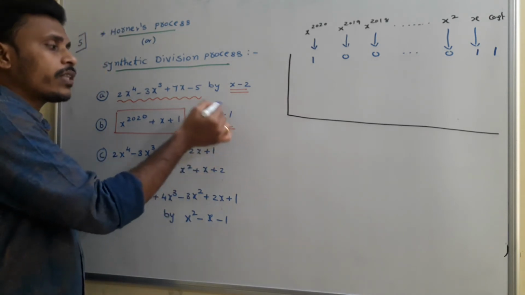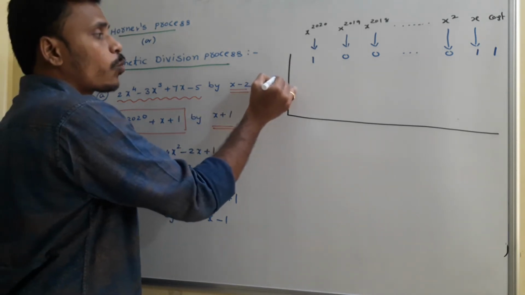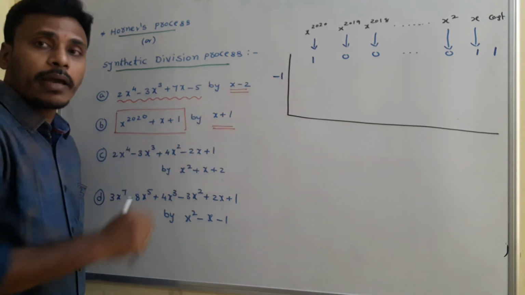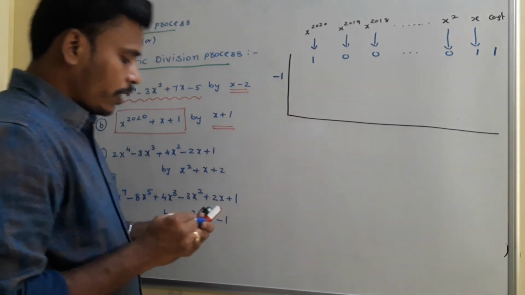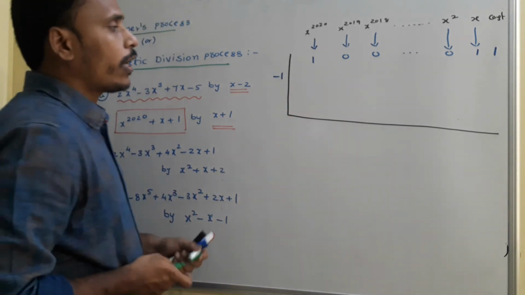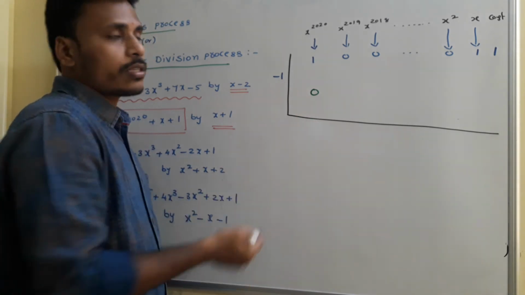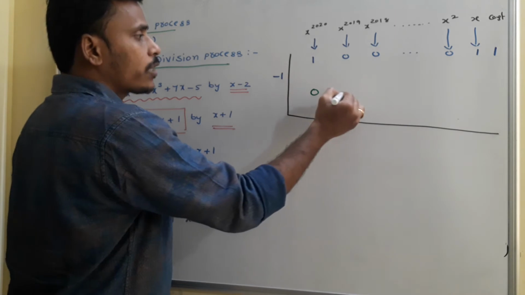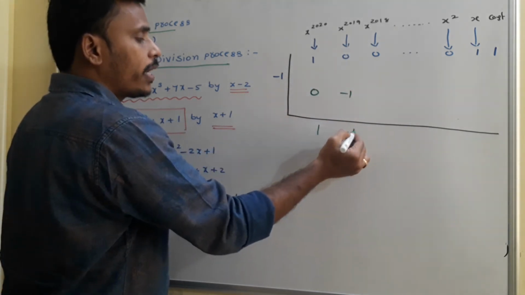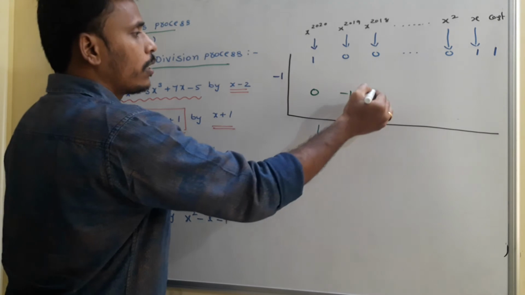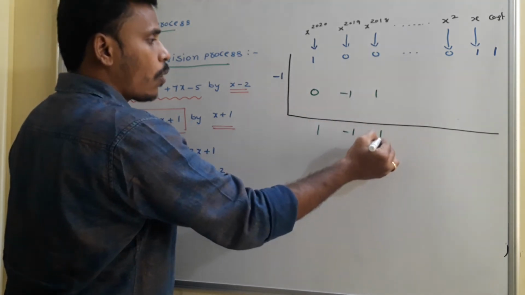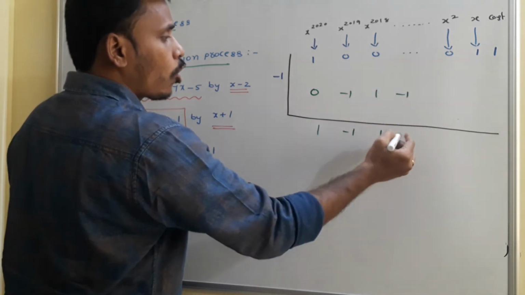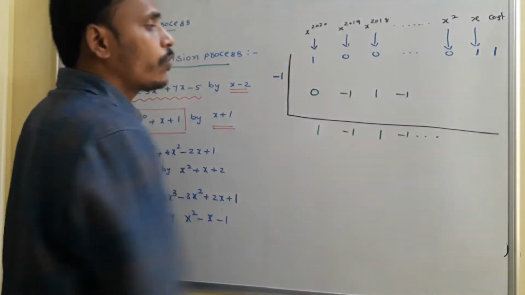Now since we are dividing with x plus 1, you need to take minus 1 here. As I said, if it is x minus 2, take 2 here. If it is x plus 1, take minus 1 here. So first step. In first step, what you need to take? You need to take first 1 here and then go with the process. Add column wise. 1. 1 into minus 1, minus 1. Add column wise. Minus 1. Minus 1 into minus 1, 1. Add column wise. 1. And then 1 into minus 1, minus 1. Add column wise. Minus 1. Likewise, we need to proceed.